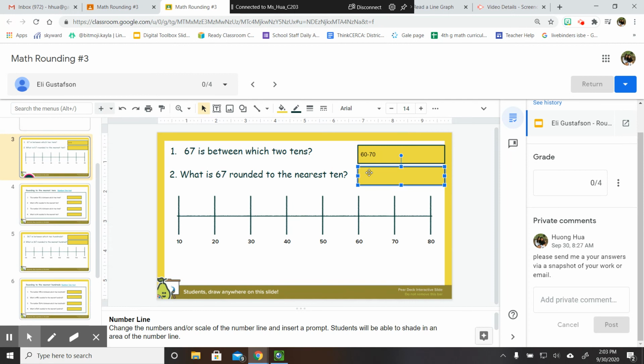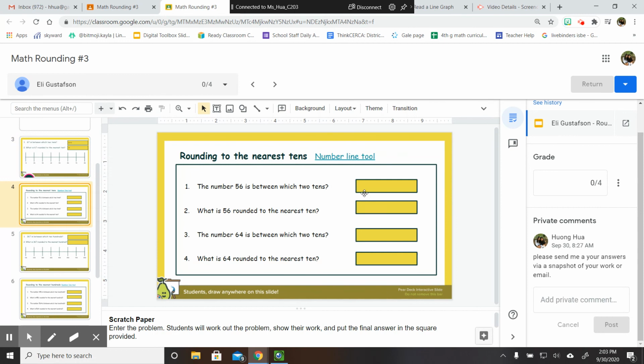All right. So 67 rounded to the nearest 10 is what? Tell me and I'll type it in for you. It is rounded to 70. Okay. Number 1 is done. That is a 4. All right. Next one. Ready? The number 56 is between which 2 tens? 50 and 60. Oh my God, you're good. All right, next one. What is 56 rounded to the nearest 10? 60.